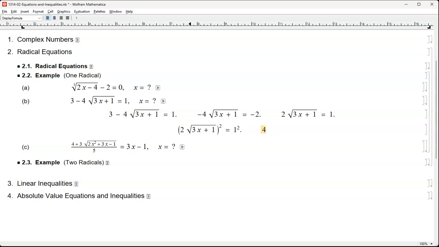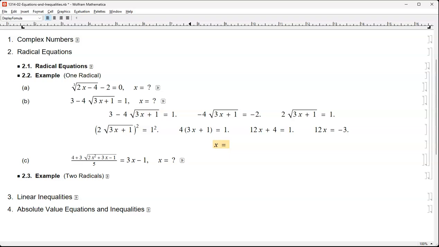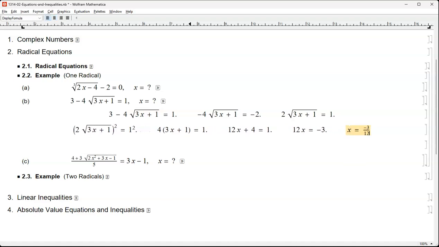2 squared is 4, and then times 3x plus 1, and 1 squared is 1. Alright, that's easy. 12x plus 4 equals 1. 12x equals negative 3. So I'm getting x is negative 3 over 12. It'll simplify into negative 1/4.